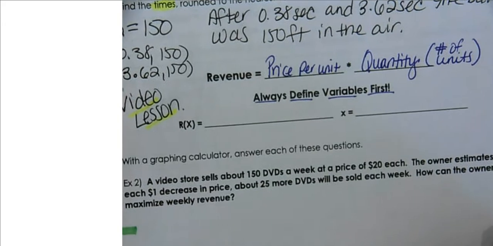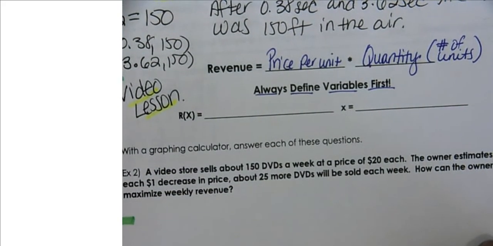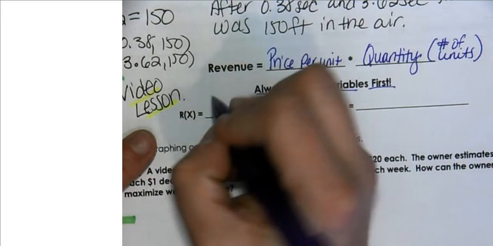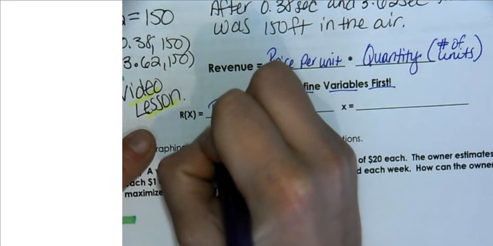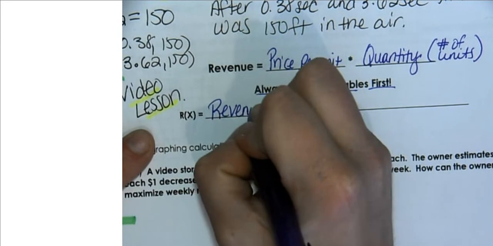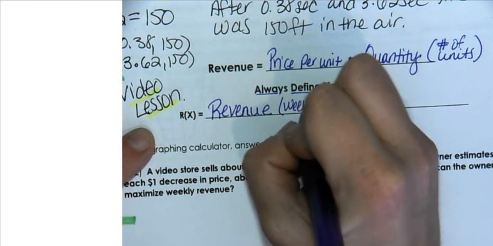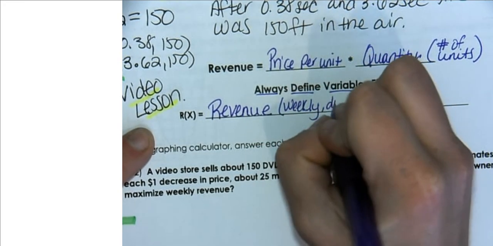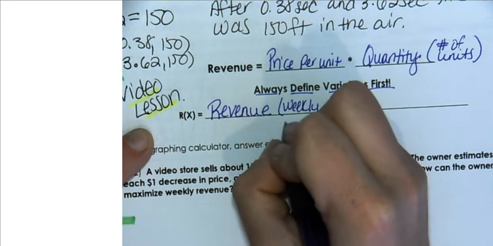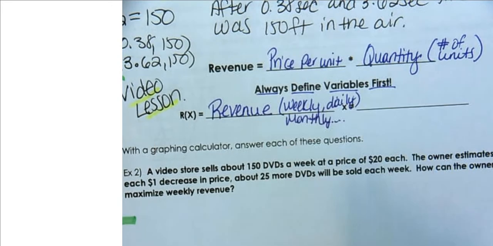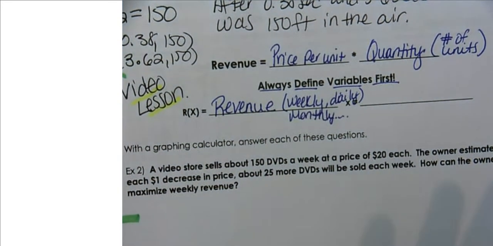Our variables are going to be R of X and X. R of X represents your revenue. It might be weekly, daily, monthly, etc. You would say R of X equals weekly revenue, daily revenue, monthly revenue, based on whatever the question is asking of you.